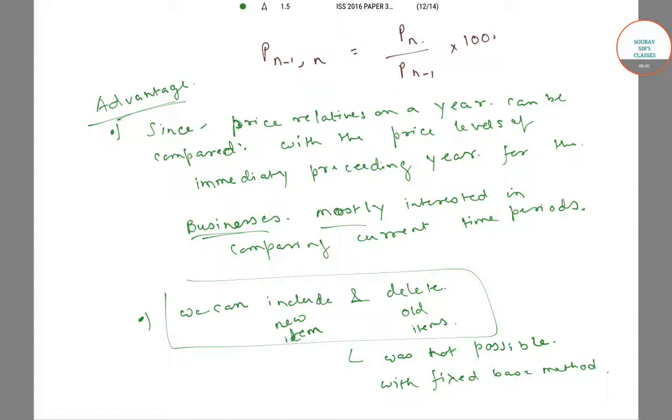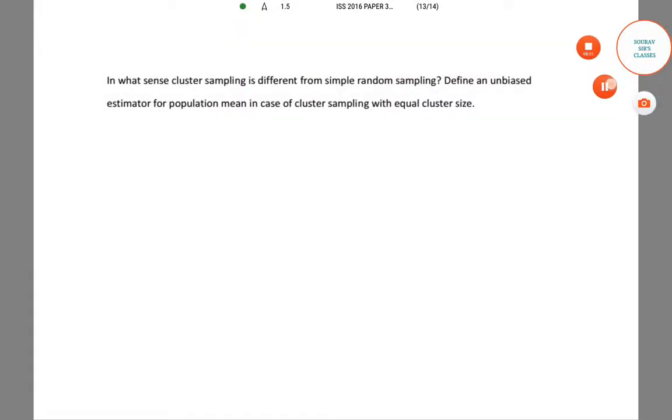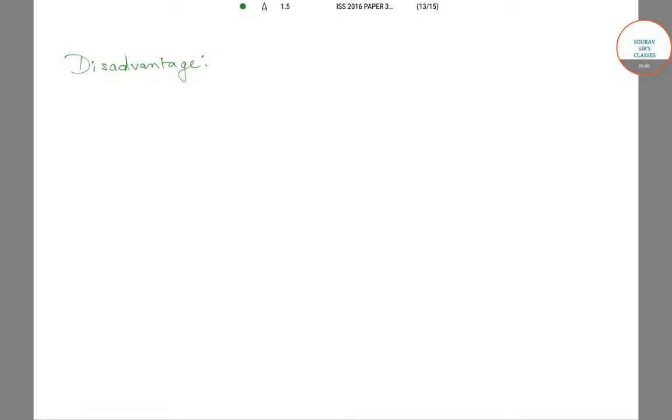Now one of the disadvantages of this method is that comparisons cannot be made over a long period. So the disadvantage of this chain index method is that it cannot be made over a long period.